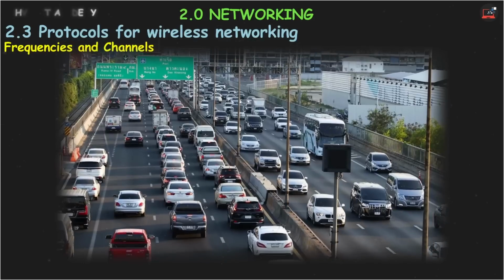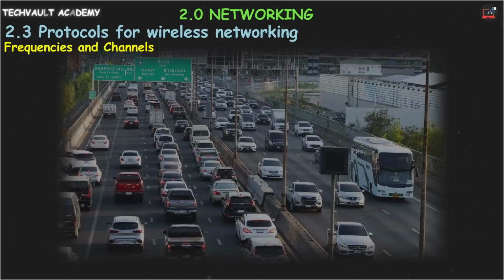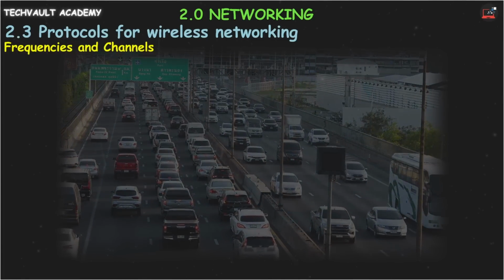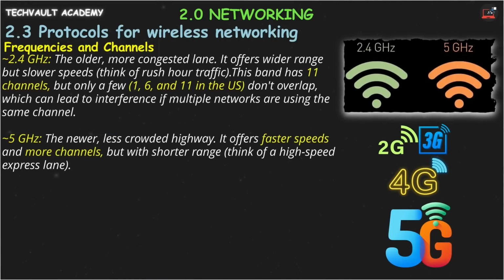The Spectrum Symphony, frequencies and channels. Imagine a crowded highway. Wireless networks utilize radio frequencies like lanes on this highway, with different protocols operating at specific frequencies. 2.4 gigahertz, the older, more congested lane. It offers wider range but slower speeds. Think of rush hour traffic. This band has 11 channels, but only a few, 1, 6, and 11 in the US, don't overlap, which can lead to interference if multiple networks are using the same channel.